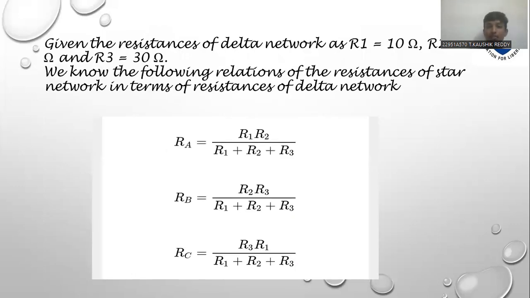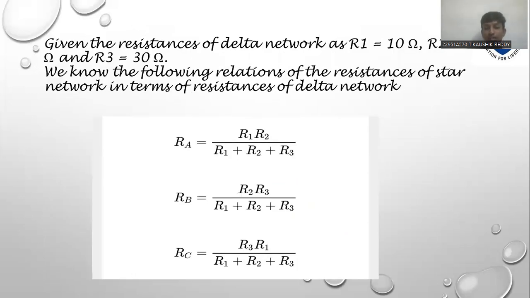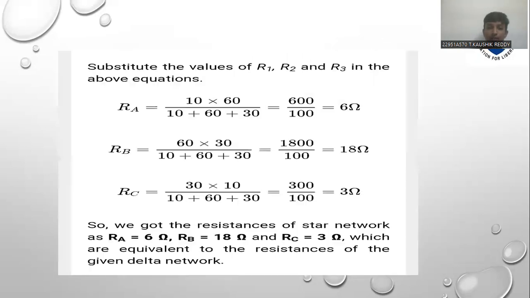Given, we got R1 = 10 ohms, R2 = 60 ohms and R3 = 30 ohms. So we know the following relations, nothing but the formulas of resistance of the star network in terms of resistance of the delta network. So Ra = R1R2/(R1 + R2 + R3), Rb = R2R3/(R1 + R2 + R3), Rc = R3R1/(R1 + R2 + R3). These are the formulas. We have to substitute the values given and we'll get Ra, Rb, Rc.